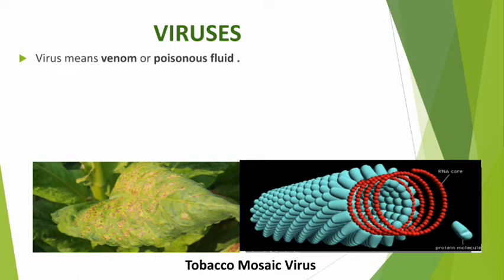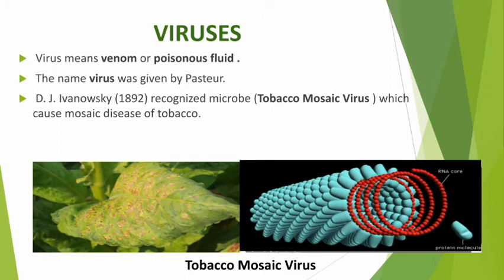Virus means venom or poisonous fluid. The meaning of virus is poison or venom. Clear? The name virus was given by Pasteur, the scientist, the biologist. So keep in mind that the meaning of virus is venom or poisonous, whereas the name virus was first given by Pasteur.